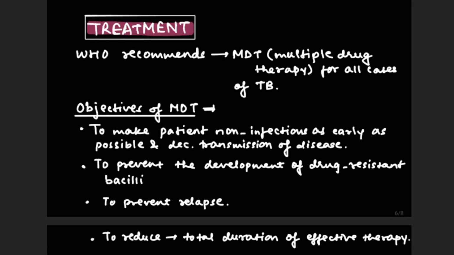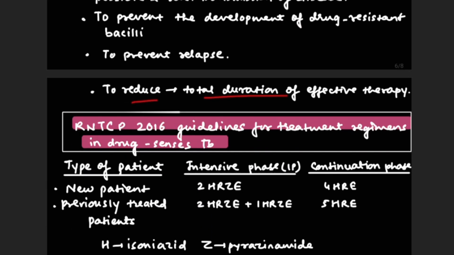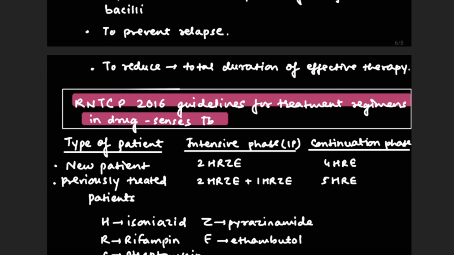Now we are going to talk about treatment. So WHO recommends MDT, that is multiple drug therapy, for all cases of TB. The objectives of MDT are to make patients non-infectious as early as possible and decrease the transmission of disease, as well as to prevent the development of drug-resistant bacilli, to prevent relapse, and to reduce the total duration of effective therapy. Now we are going to see about RNTCP.